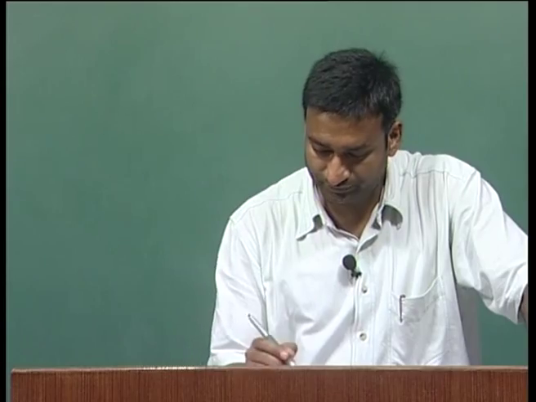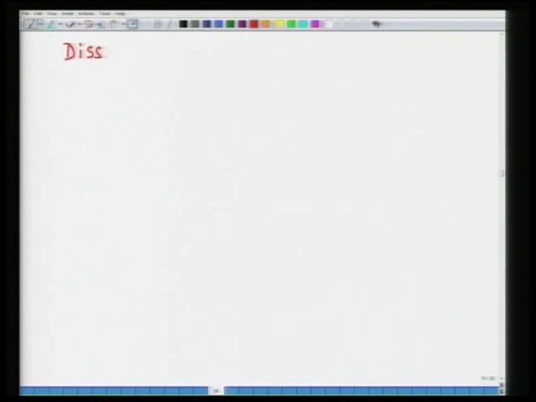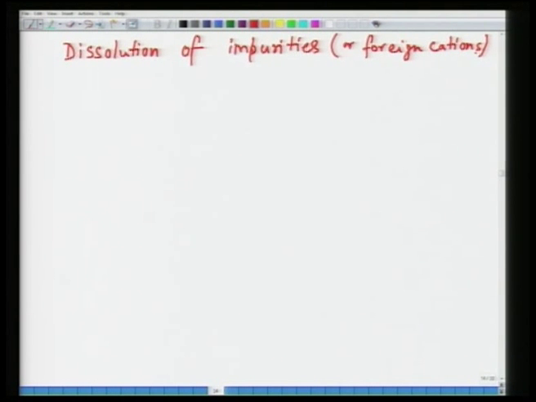So, we will discuss this part as dissolution of impurities, whether intentional or unintentional, or foreign cations, assuming that most of these impurities are oxides as well, in an oxide.